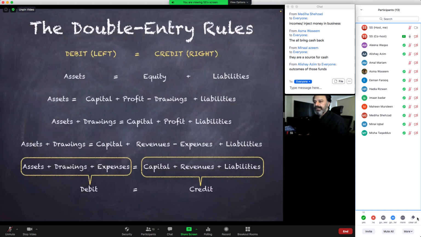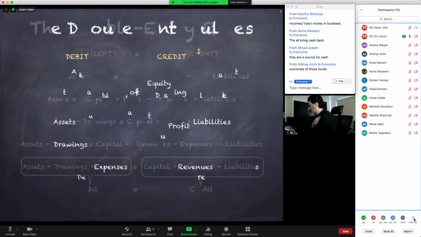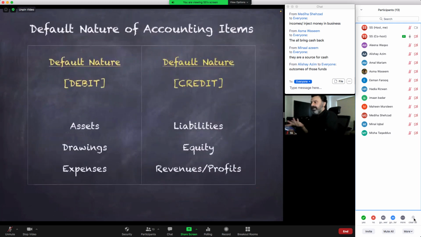Okay, good. Thank you. Now we move on to the next part. So that is the summary of what we have done so far. The default nature of accounting items.